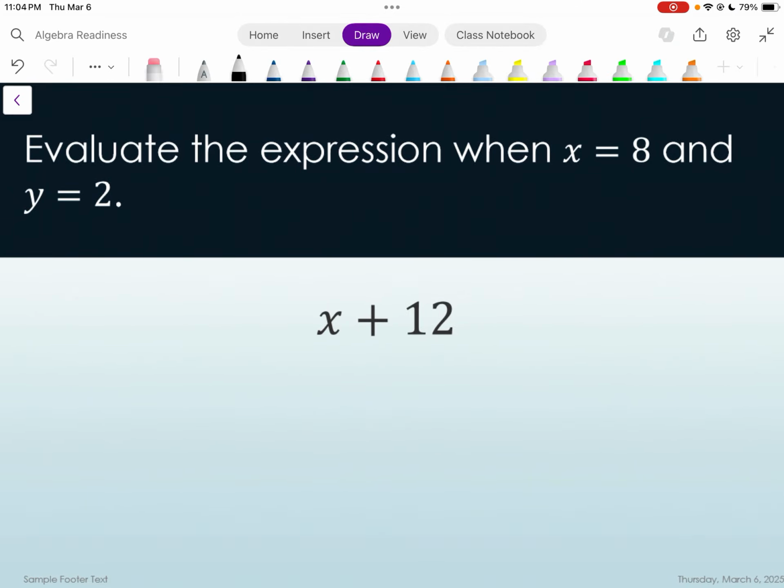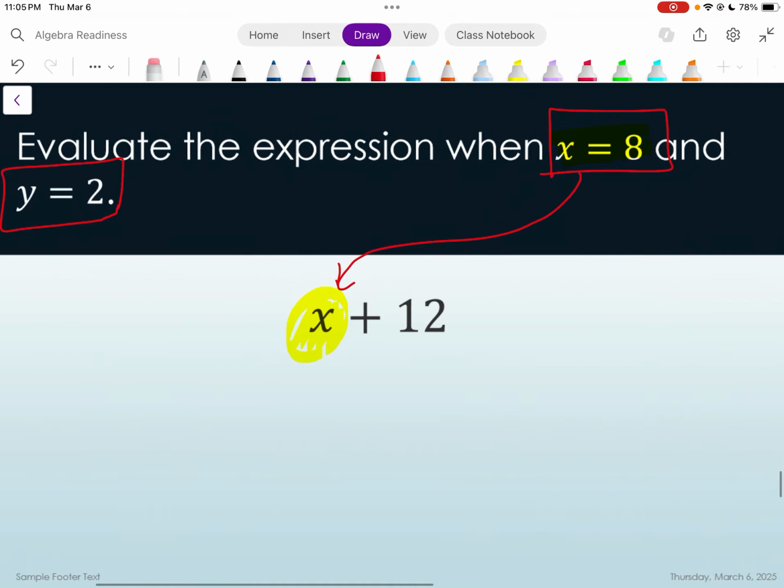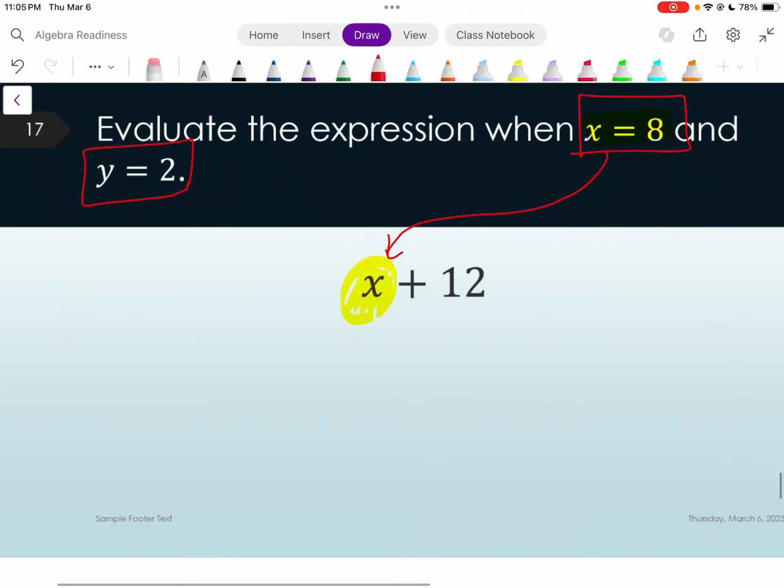Okay, now our new example. Evaluate the expression when x equals 8 and y equals 2. Now, in this problem, they told us the value of 2 different variables. That does not mean we are going to use both of those numbers, because if we look at our expression, there's only an x here. So because we only have an x, we only need the information about x. So we're going to use that information and substitute it into our problem. Now, instead of having x plus 12, we are going to have 8 plus 12. Now we evaluate and get our answer of 20.